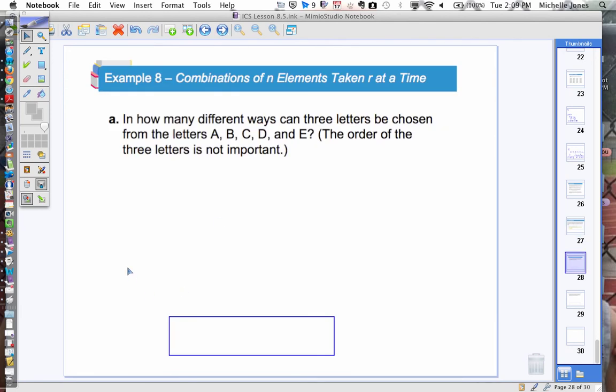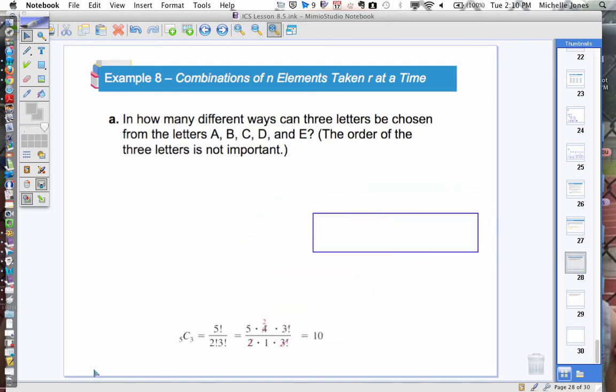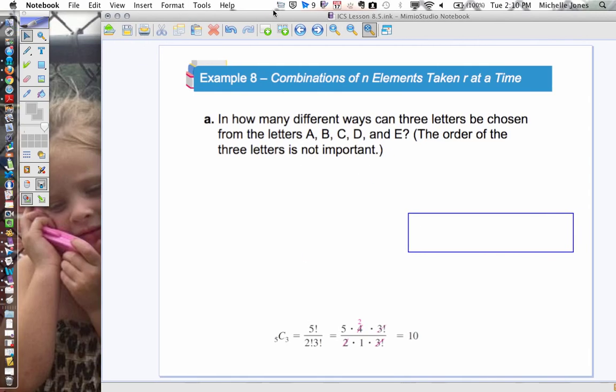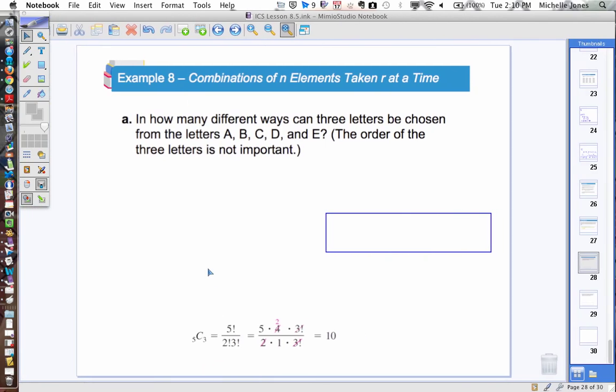Let's look at an example. So this says, in how many different ways can 3 letters be chosen from the letters A, B, C, D, and E? The order of the 3 letters is not important. So since order isn't important, that means it's a combination. So down here we have 5 choose 3. The reason it's 5 choose 3 is the 5 stands for A, B, C, D, E, the 5 letters we have, and we're looking for 3 different letters, so that's why we have choose 3. So then you calculate it out and you get 10. See if you can come up with those 10 options. We'll look over those in class. That's your try this.